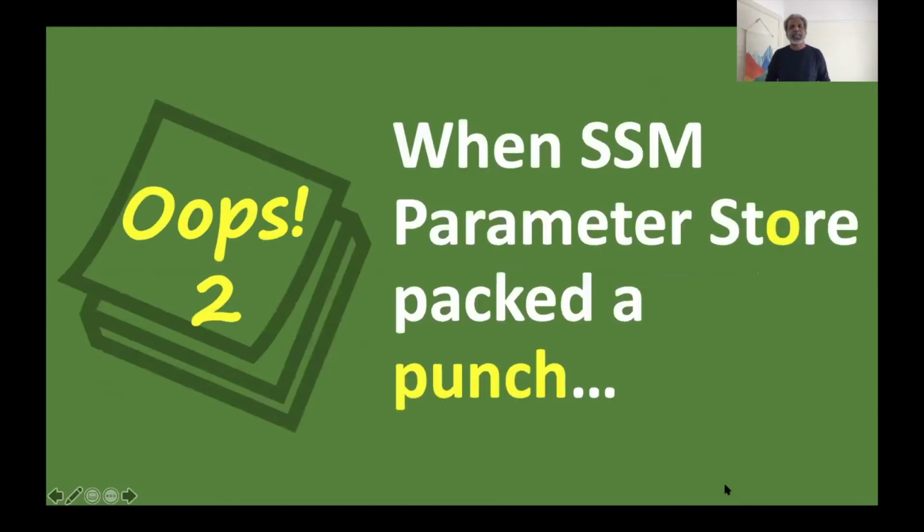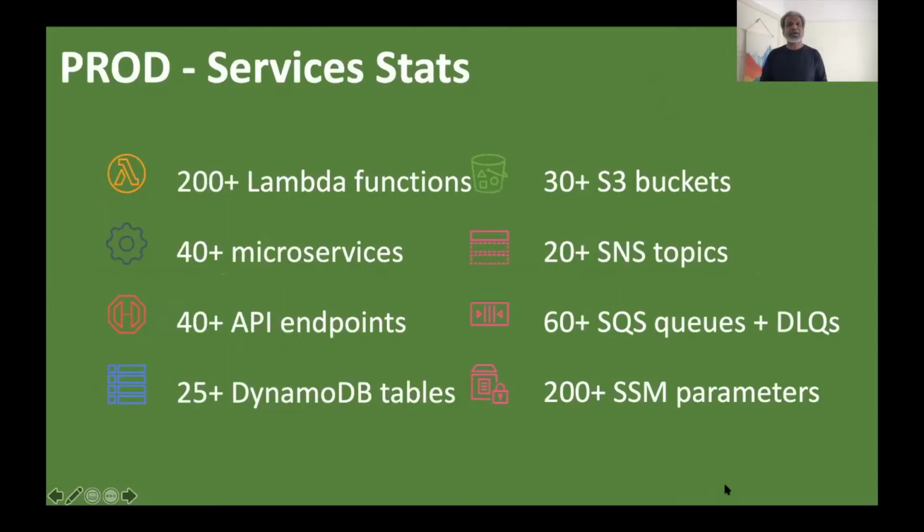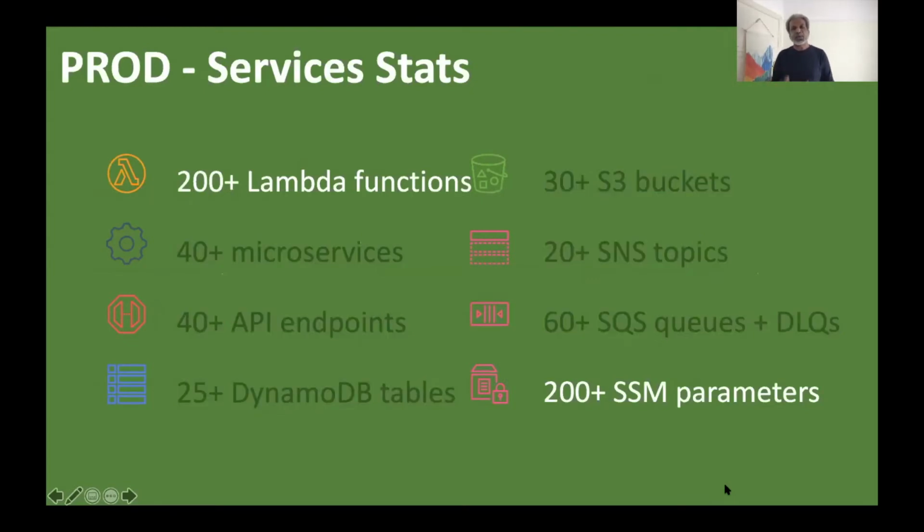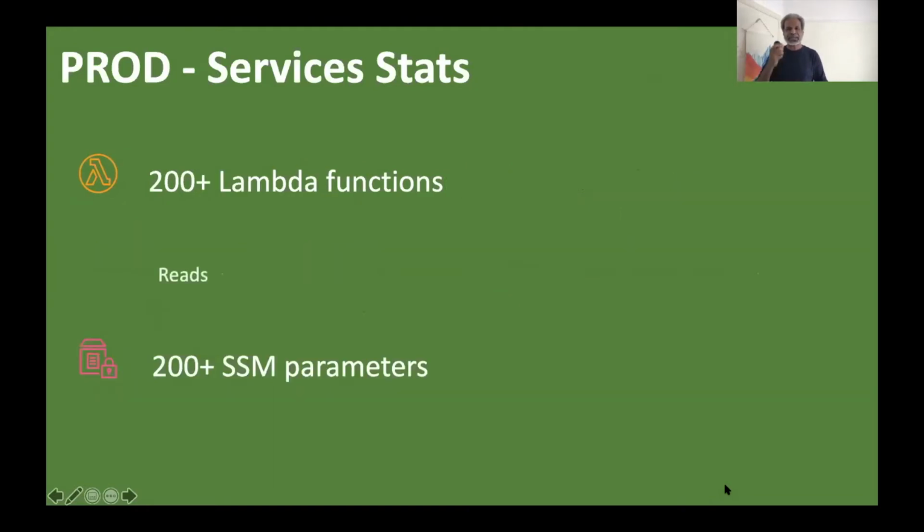Number 2. SSM Parameter Store, it's used everywhere. It's the dark horse behind your ecosystem, but it can go wrong. It can surprise you if you're not familiar with its limits. Let's see what happens. So bring back the stats. 200 Lambda functions, more than 200 parameters. So you can imagine the number of interactions between these two.